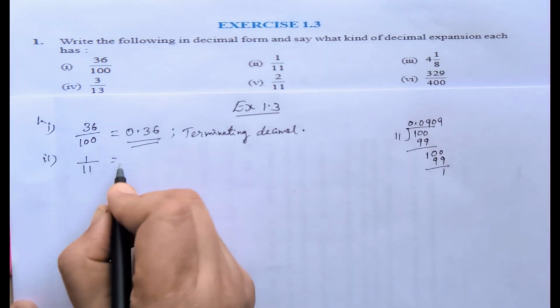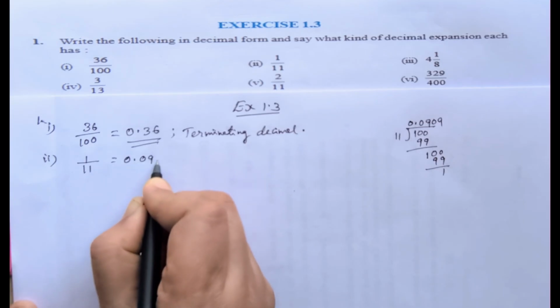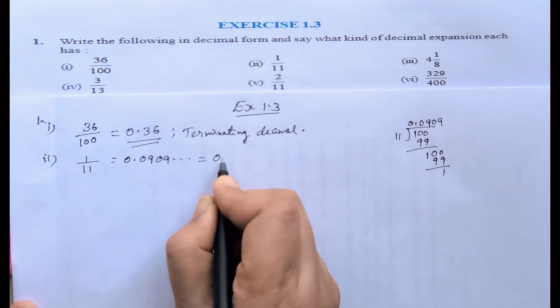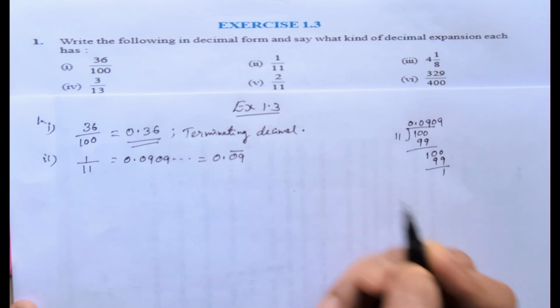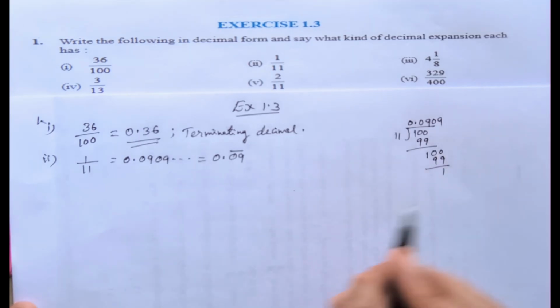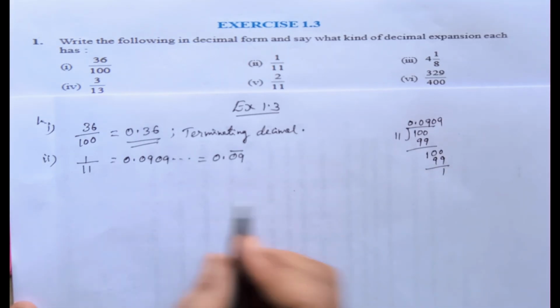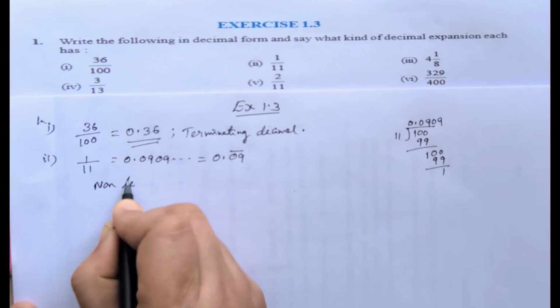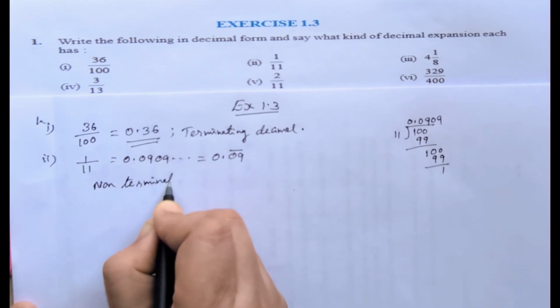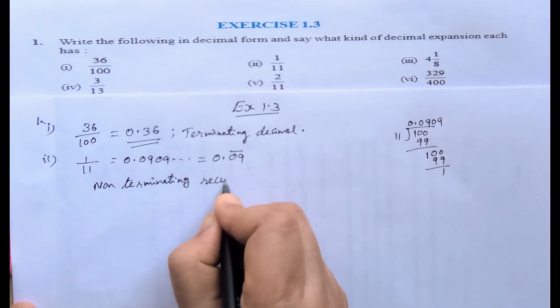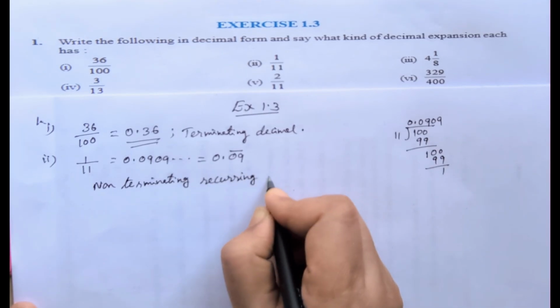So we can write that as 0.0909, etc. It is going on. That means 0.09 bar. Here the remainder 1 is repeating. So we can write that as 0.09 bar, and this one is a non-terminating recurring, repeating decimal.